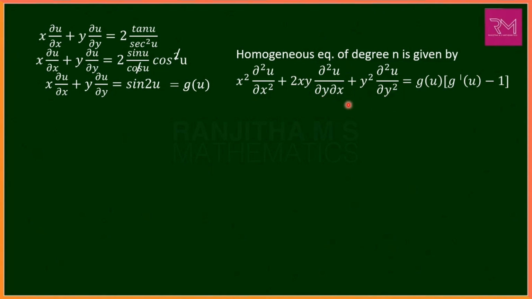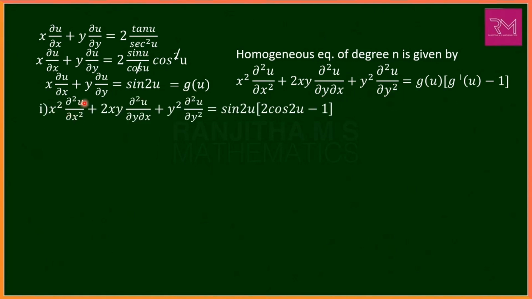So consider this formula and simplify. We get x square into del square u by del x square plus 2xy into del square u by del y into del x plus y square into del square u by del y square, which is equal to, substituting, g of u into g dash of u minus 1. Here g of u is sin 2u, and g dash of u, differentiating sin 2u with respect to u, is 2 into cos 2u, minus 1 as it is. Next step, multiply sin 2u inside the bracket, we get 2 into sin 2u into cos 2u minus sin 2u into 1, which is sin 2u.